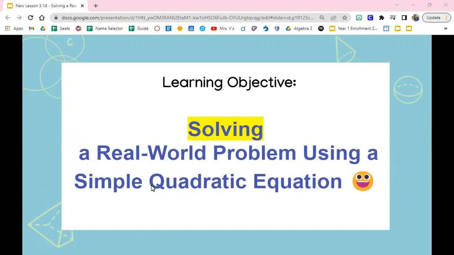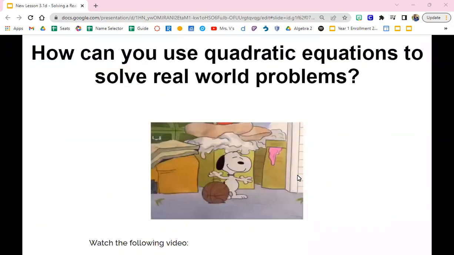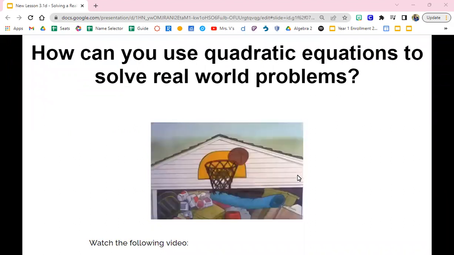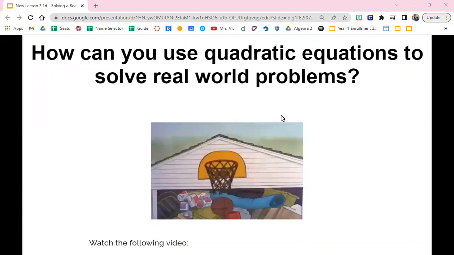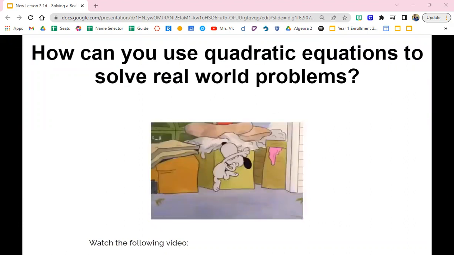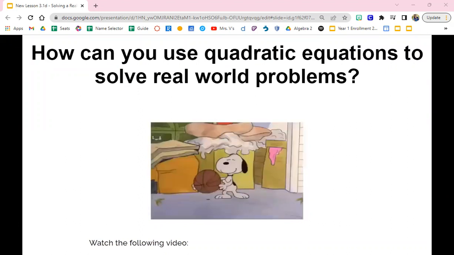Specifically when an item travels a certain distance. So with that said, I'm going to go over some quadratic equations and ask you guys a question. How can we use a quadratic equation to solve a real world problem? Now, let me show you guys a little video so you can have an understanding of where they're located, or how we use them in real life. Believe it or not, they're everywhere.